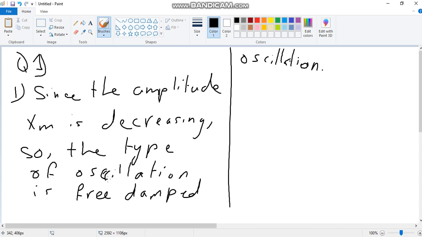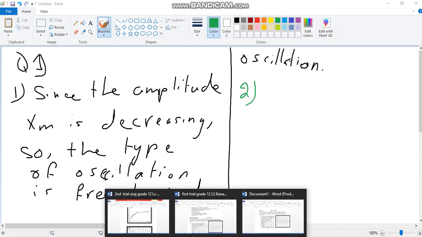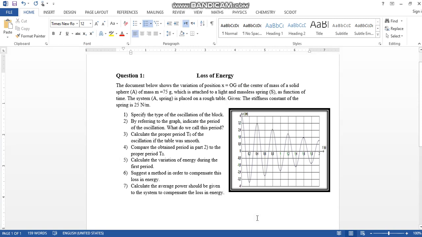This is for part 1. The question said to specify the nature of oscillation. We know that when the action verb is specify, we have to answer and then justify. Now part 2: by referring to the graph, indicate the period of oscillation. What do we call the period? Based on this graph, we need to find the period of oscillation.